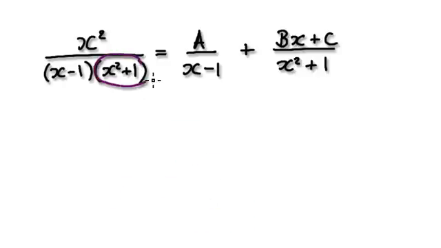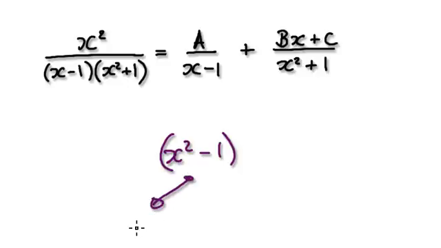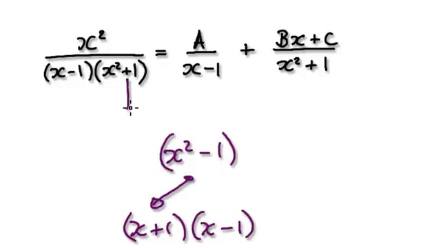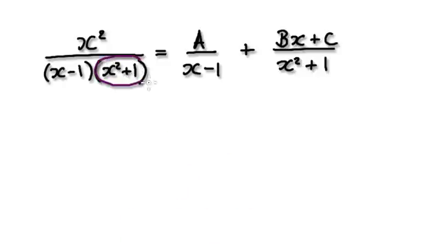Whereas if you look at this one here, you can't break it up any further because, well, if you have x squared minus 1, then yes, you can break this up into x plus 1 and then x minus 1. But this here is a positive, so you can't break it any further. So this here is considered a quadratic factor.